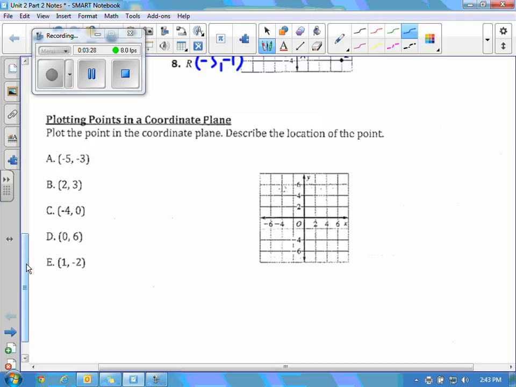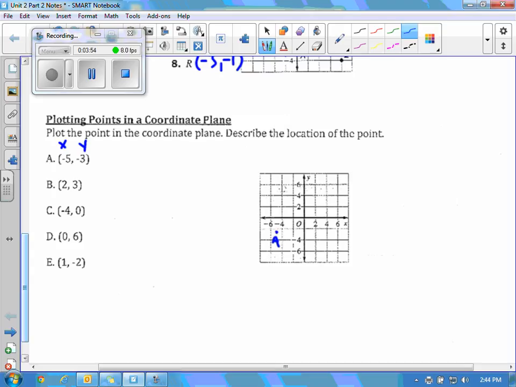Again, remember that the x value comes first, the y value comes second. So I'm going to start at the origin, which is what we call (0, 0). And since it's -5 on x, I'm going to go 5 to the left, which is going to be right here between the -4 and the -6. Then my y value is -3, so I'm going to go down here between the 2 and the 4. I'm going to put a point right there and label it A.